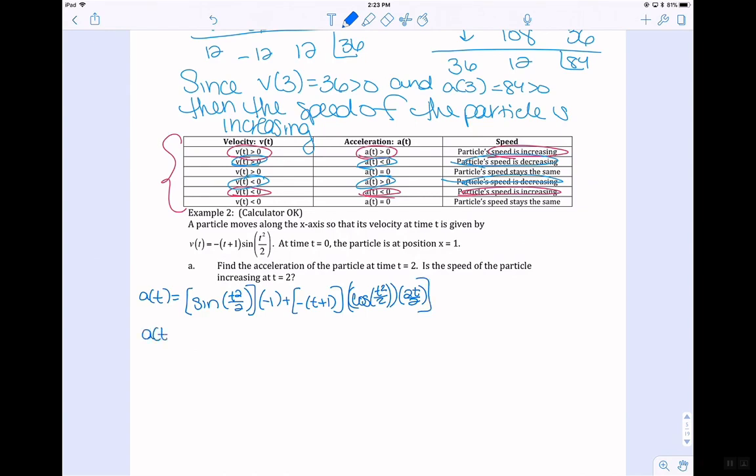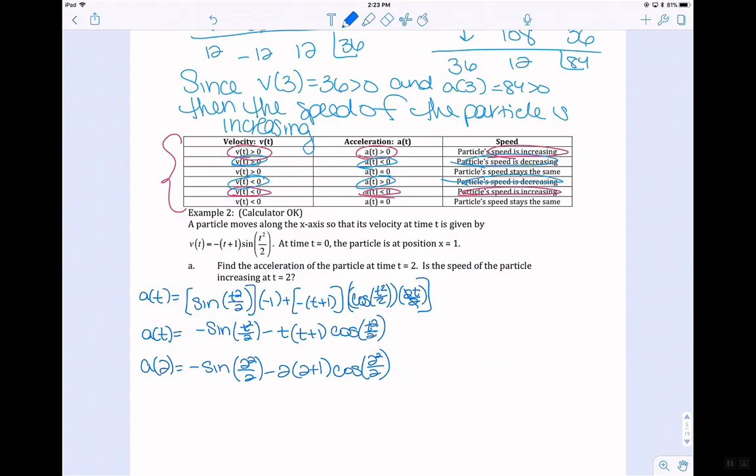So a of t is equal to negative sine t squared over 2 minus t, because that comes from this t over here, t times t plus 1, and then cosine of t squared over 2. And now I'm going to plug in 2 for my t. So a of 2 is equal to negative sine 2 squared over 2 minus 2 times 2 plus 1 times cosine 2 squared over 2.